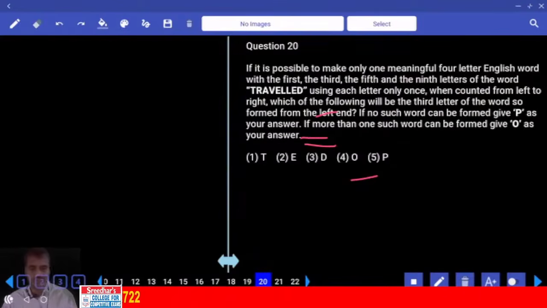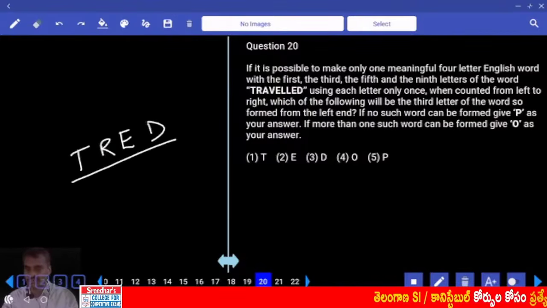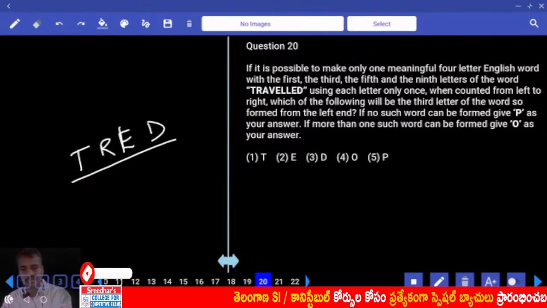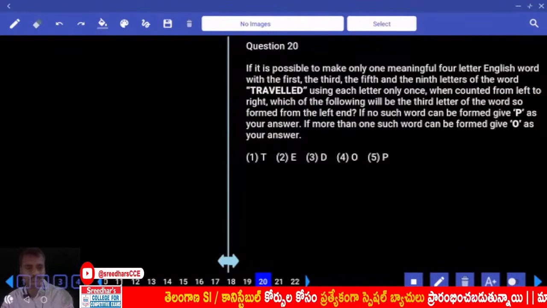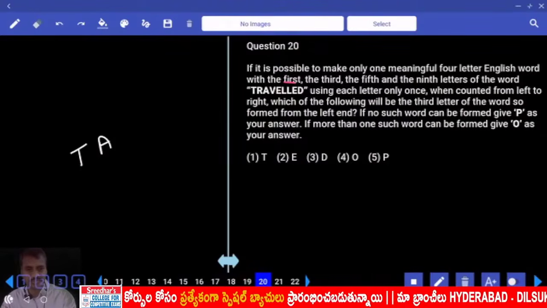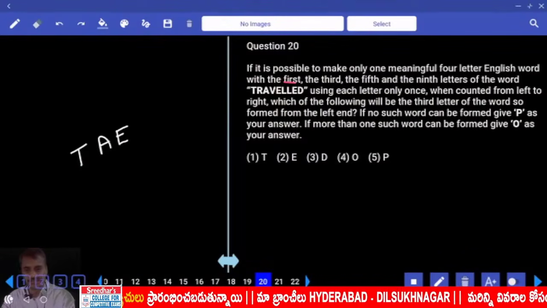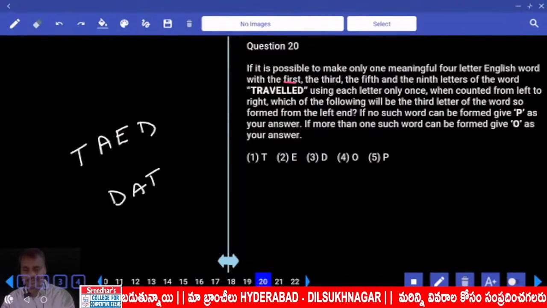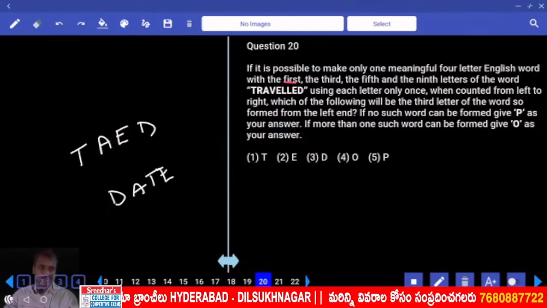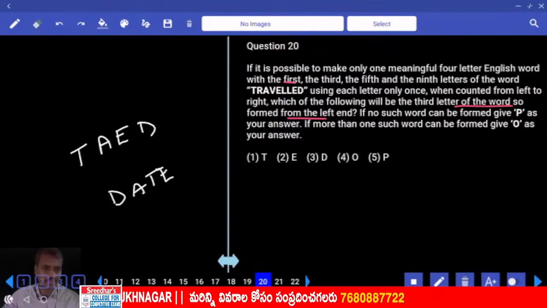Then 20th, word formation. 1, 3, 5, 9. With the help of these 4 letters, tell me what is the word that can be formed. Then 1, 3, 5. Now 5 is E. And next one 5 and 9. Ninth one is what? D. Then D, A, T, E, date. Now date is the word that can be formed. And when counted from the left to right, which are the following? So formed. Then what is the answer here? T is the answer choice.